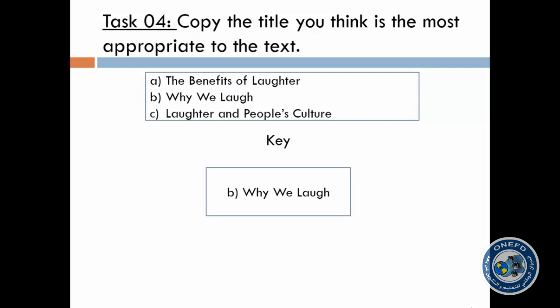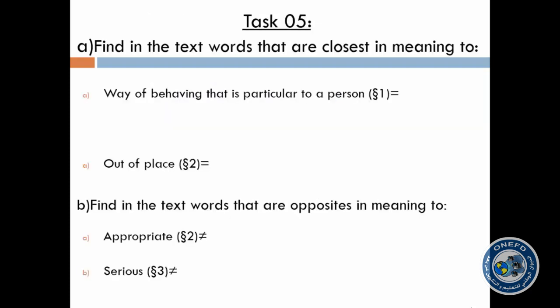We read the title, Why We Laugh. When we find this title, we would expect that the text would be about the causes of laughter, or the things, situations, or reasons for laughing. So let's move on to the other task.